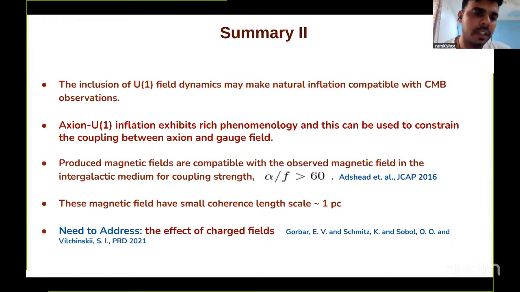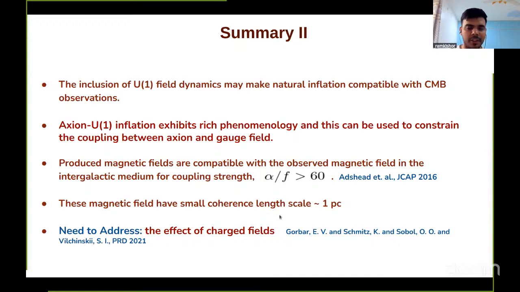To summarize this part, we studied the U(1) field dynamics of natural inflation, which can also make this model compatible with the CMB observations. There is a possibility to have large enough magnetic fields in this model, but this is possible only for large coupling cases. However, I would also like to point out that since these produced magnetic fields are not well above the bound, just marginally above, and with future missions this bound will get improved, you will have a higher lower bound, and if it goes above these values, this scenario can be ruled out by these future missions.